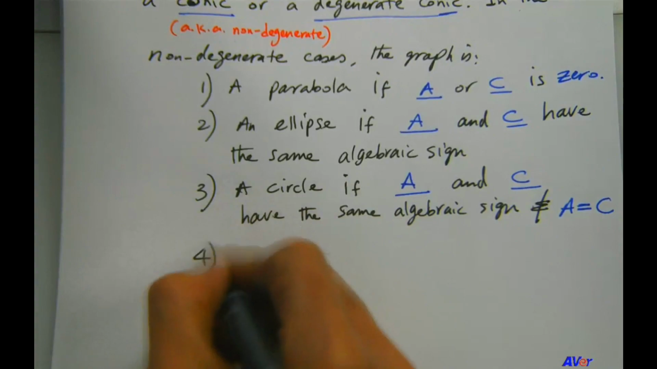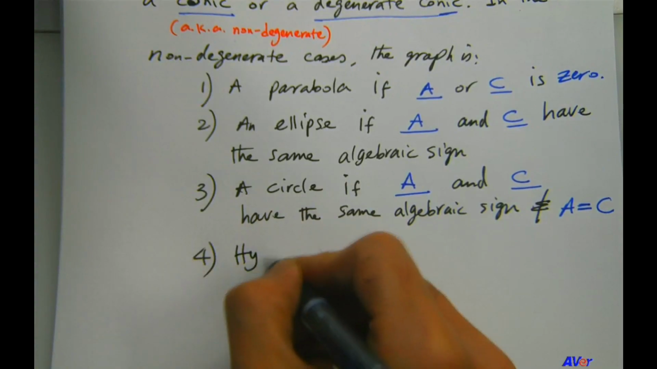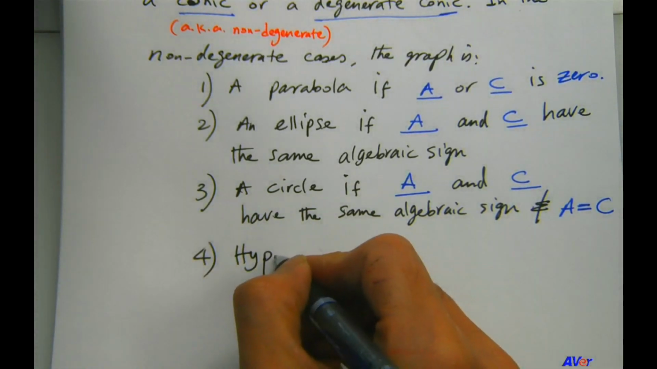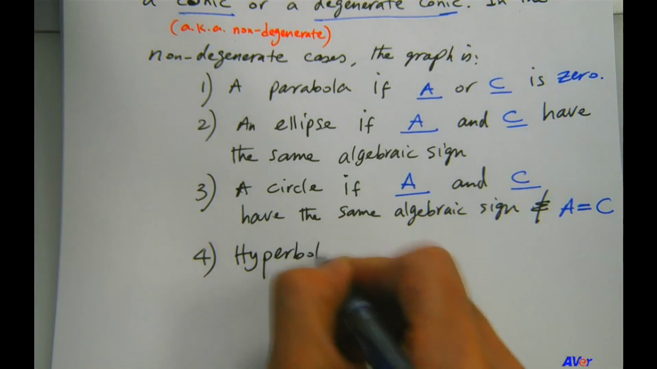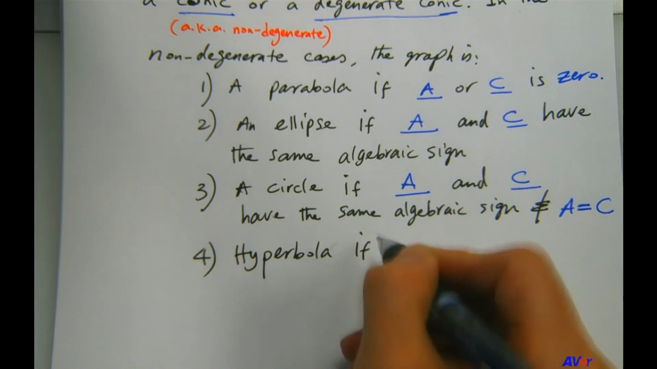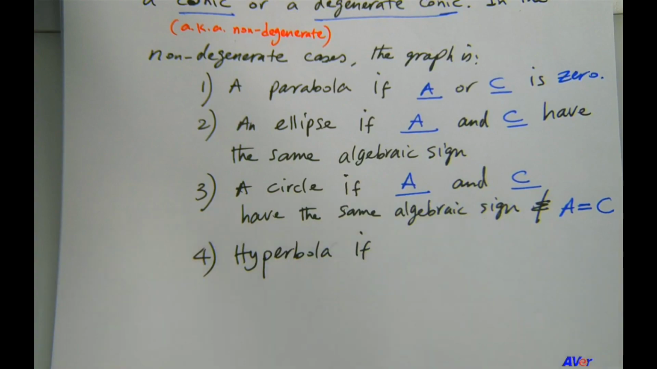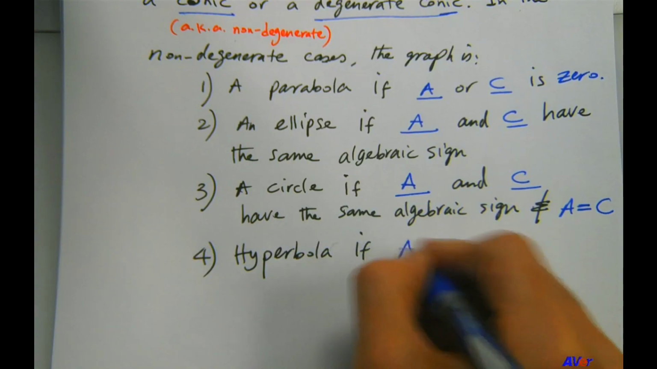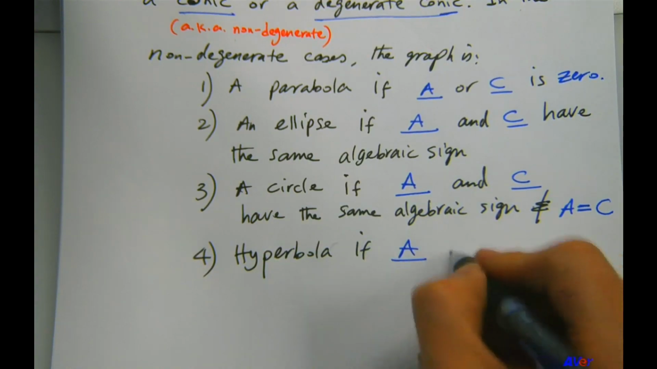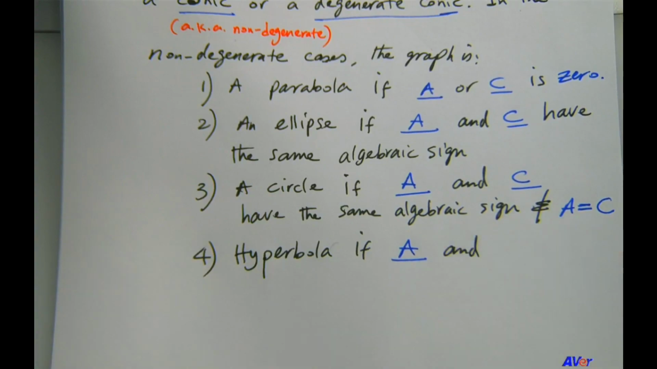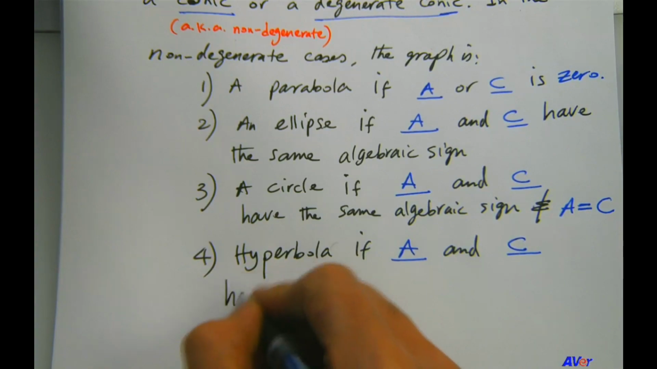And we have a hyperbola if A and C have opposite signs.